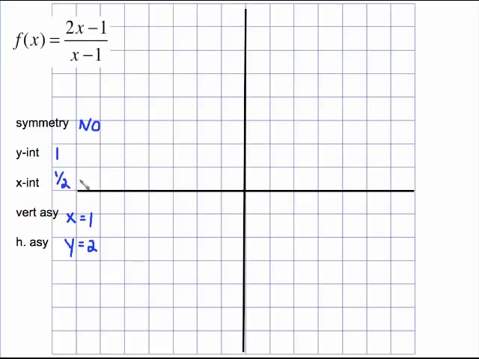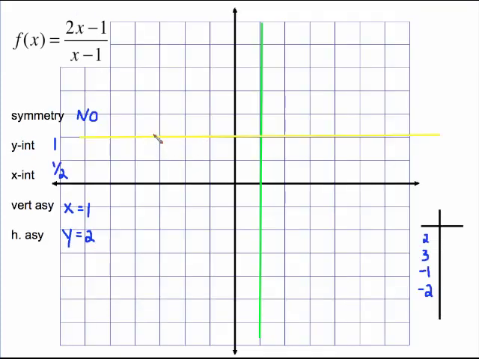So this gives me all of the information. This is what we found on the previous screens. There was no symmetry. The y-intercept was 1. The x-intercept was a half. And here are the asymptotes. We have a horizontal asymptote at y equal 2. We have a vertical asymptote at x equals 1.